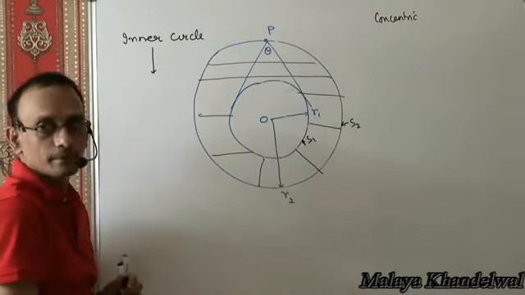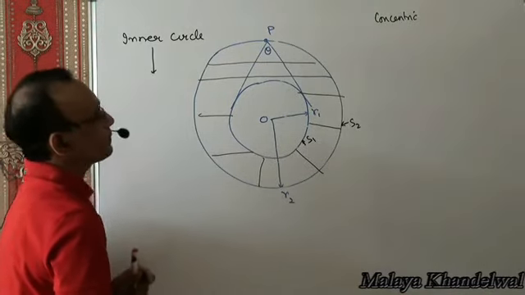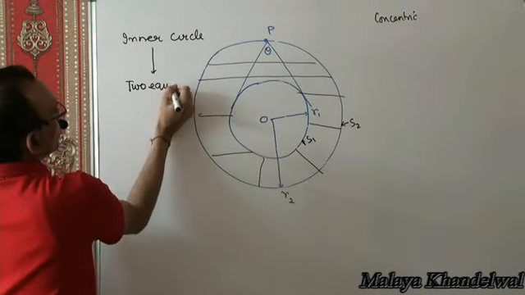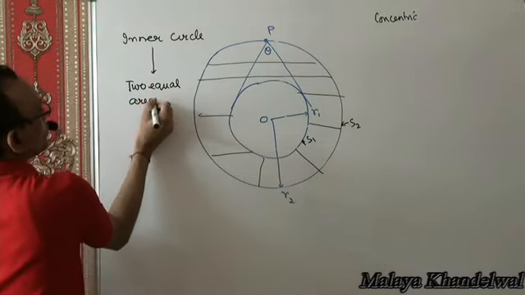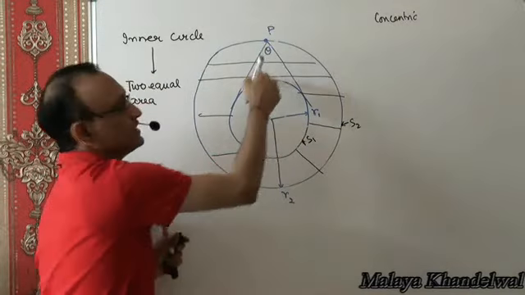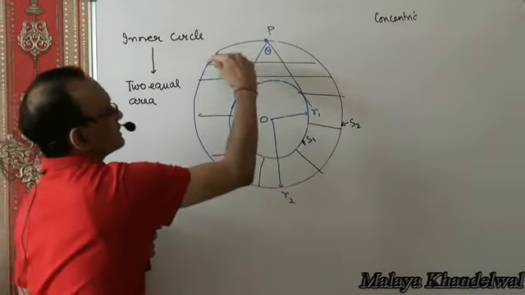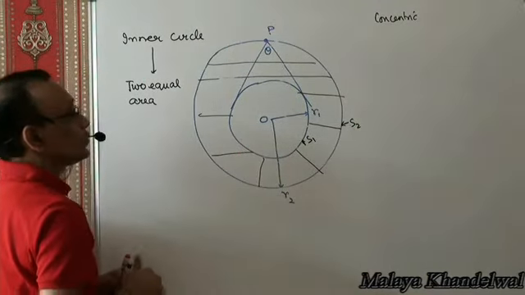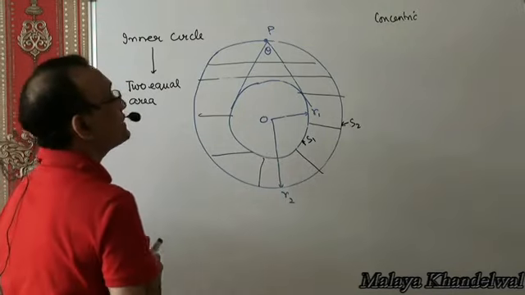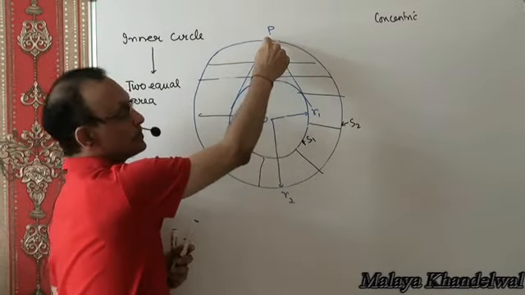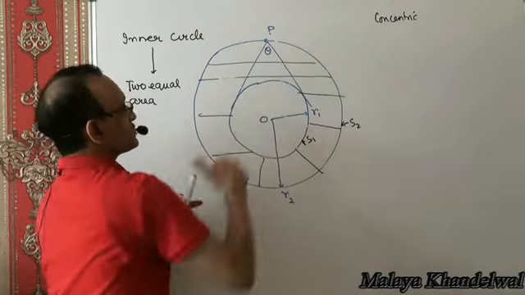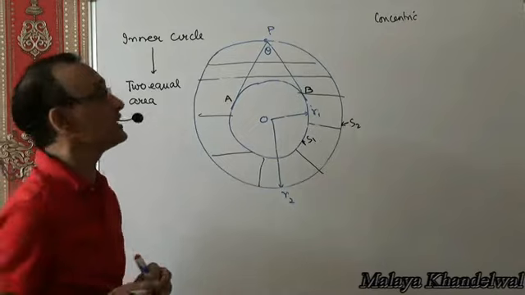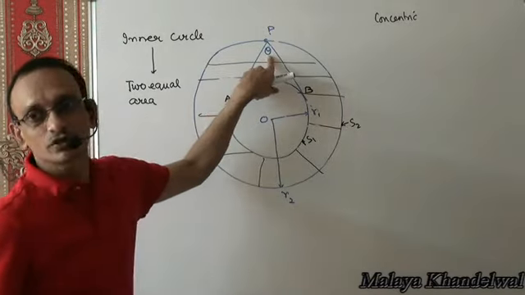And that means two equal areas. The inner circle divides the outer circle into two equal areas. That means the shaded region is the same as the blank region. We want to find, if I now select a point P on the bigger circle and draw pairs of tangents PA and PB on the inner circle, the angle between the two tangents.